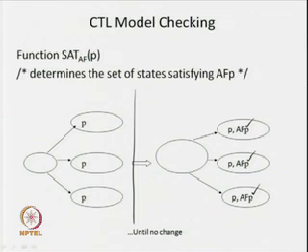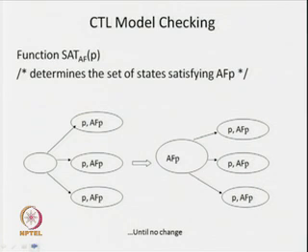Then we are going to repeat our procedure until there is no change. Since we know that AFP is true in these three states, we look for their predecessors. Here we get one predecessor, and since in all of its successor states AFP is true, we can label this state with AFP also. This is the way that we are going to learn.